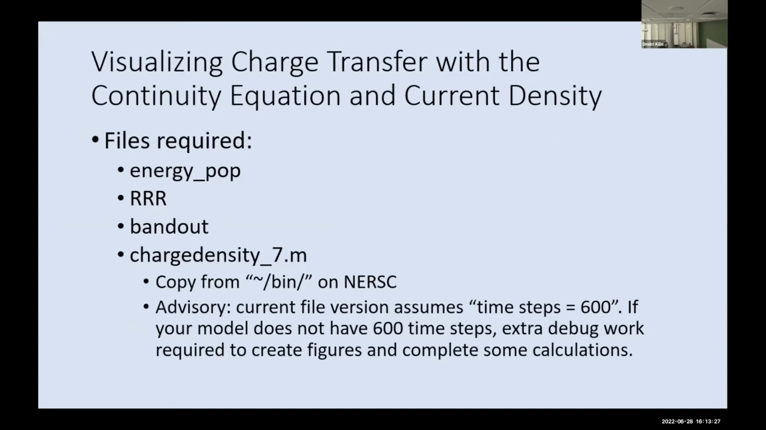From there, we can implement it in mathematical code. There's a file available on NERSC that was created by Dr. Yulun Han, and for it, you need the energy pop file and the RR file, backed out just like we did last week. Basic calculations. As a note, the current version of the file assumes you have 600 time steps. I had to do some manual manipulation to the code itself since I didn't have 600 time steps, for the graphics and some of the logic. So just a heads up about that if you use this file.